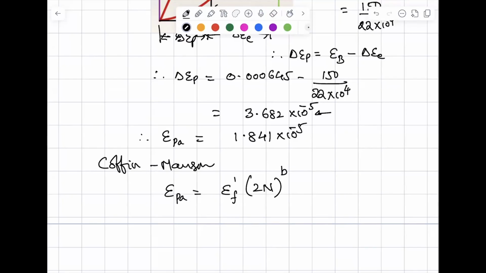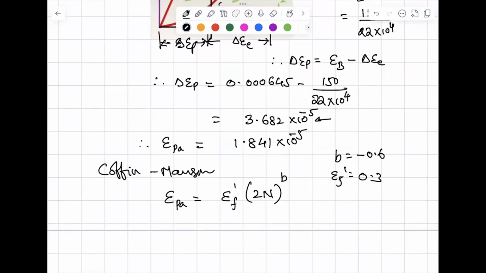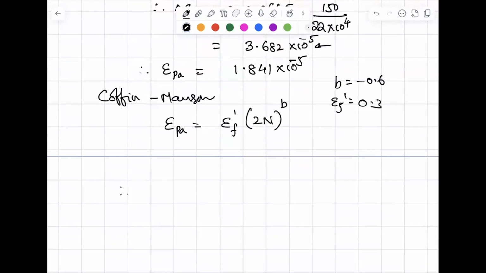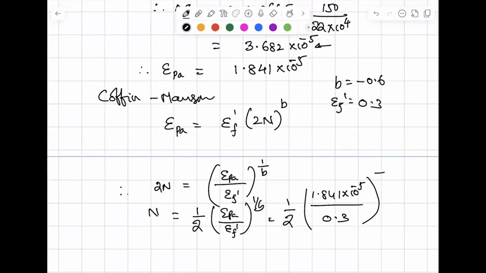Correct? And I asked you to take B equal to minus 0.6. Yes, epsilon F dash is given as 0.3. Therefore, 2N is equal to (epsilon PA by epsilon F dash) whole to the power 1 over B, or N is equal to 1 by 2 times (epsilon PA divided by epsilon F dash) whole power 1 over B. That is equal to 1 by 2, epsilon PA is 1.841 into 10 power minus 5, epsilon F dash is 0.3, divided by, to the power minus 1 by 0.6.